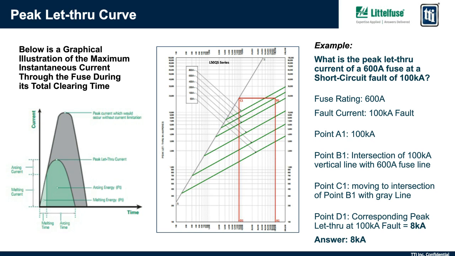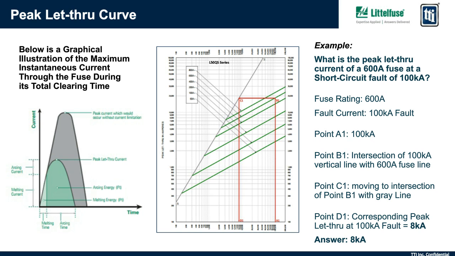Let's walk through a quick example using this curve. What is the peak let-through current of a 600 amp fuse at a short circuit fault of 100 kA? So the fuse rating is 600 amps, fault current 100 kA. We find point A1 at 100 kA on the x-axis. We move up until we intersect the green line for the fuse that we are interested in, which is the 600 amp fuse, at B1, and then we move left until intersecting the gray line.